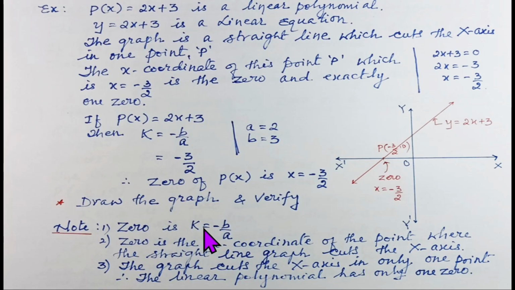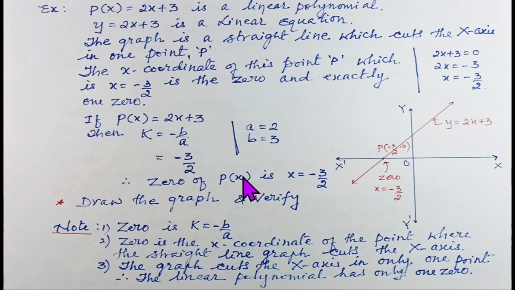Now the zero is k is equal to minus b by a. Zero is the x coordinate of the point where the straight line graph cuts the x-axis. The graph cuts the x-axis in only one point. Therefore, the linear polynomial has only one zero. So remember this, that the zero of the given polynomial p of x is equal to 2x plus 3 is k, that is minus b by a, that is minus 3 by 2.